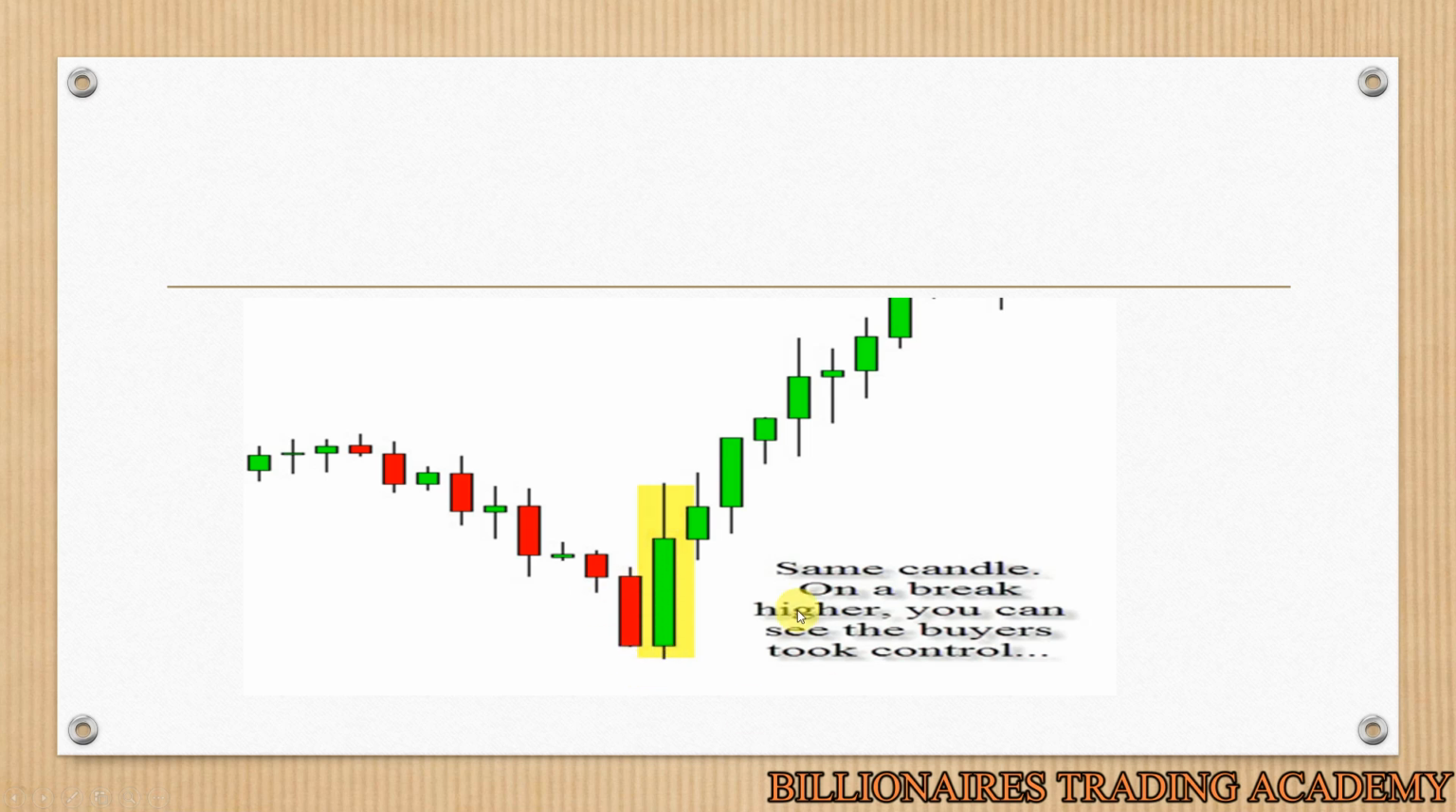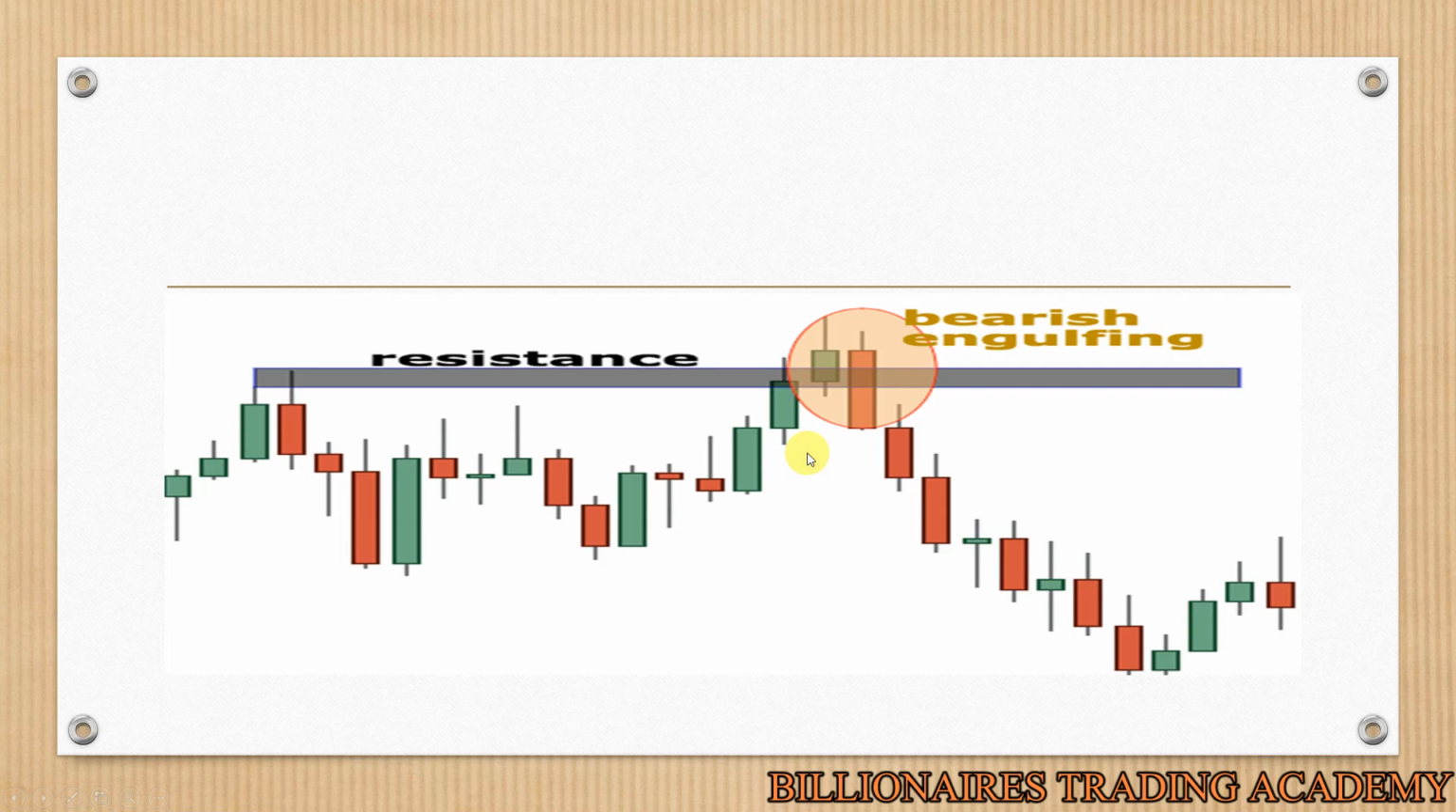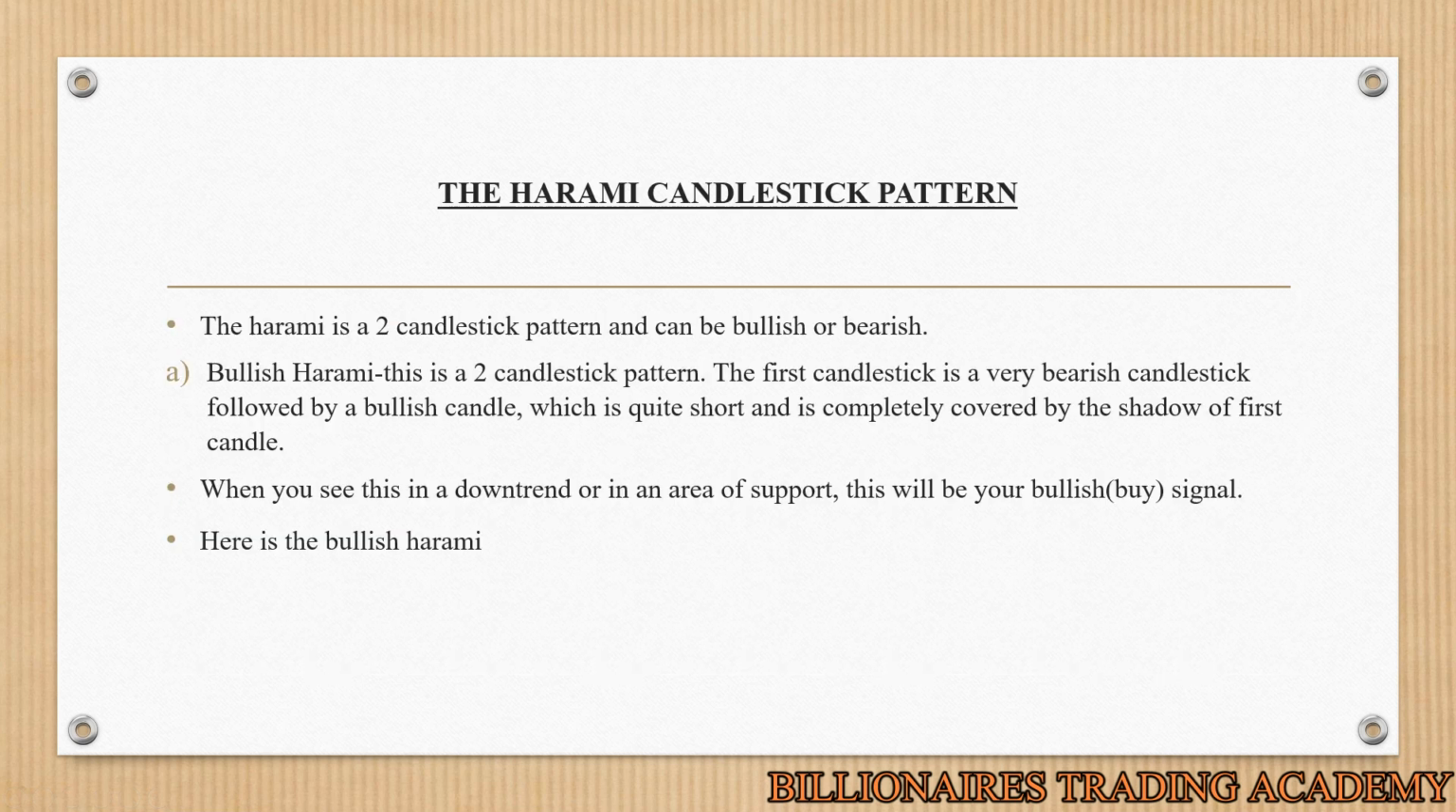So if it forms at a support, it is a bullish engulfing candlestick. If it forms at resistance, it is a bearish engulfing candlestick. As you can see here, bearish engulfing candlestick, and price goes down. So look for these candlesticks in major areas like support and resistance areas.